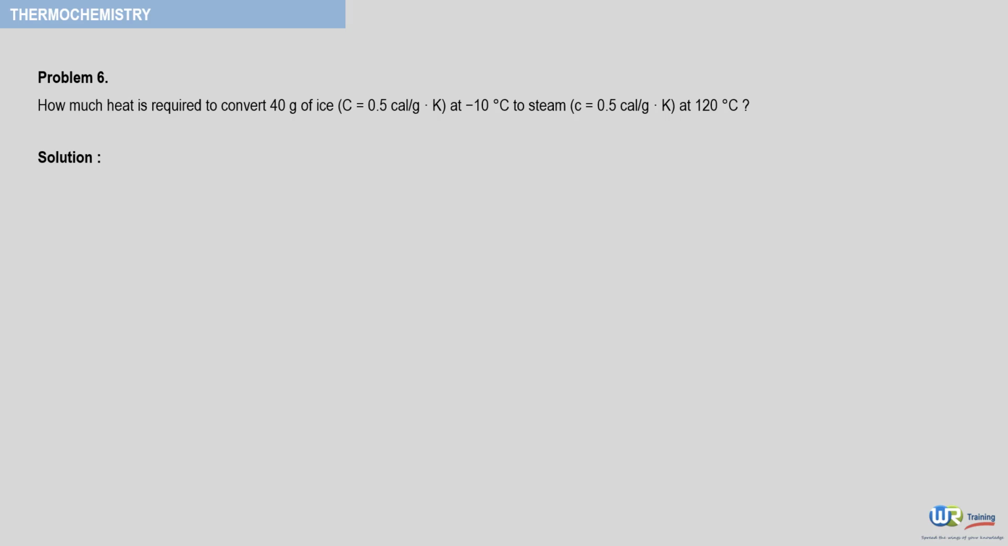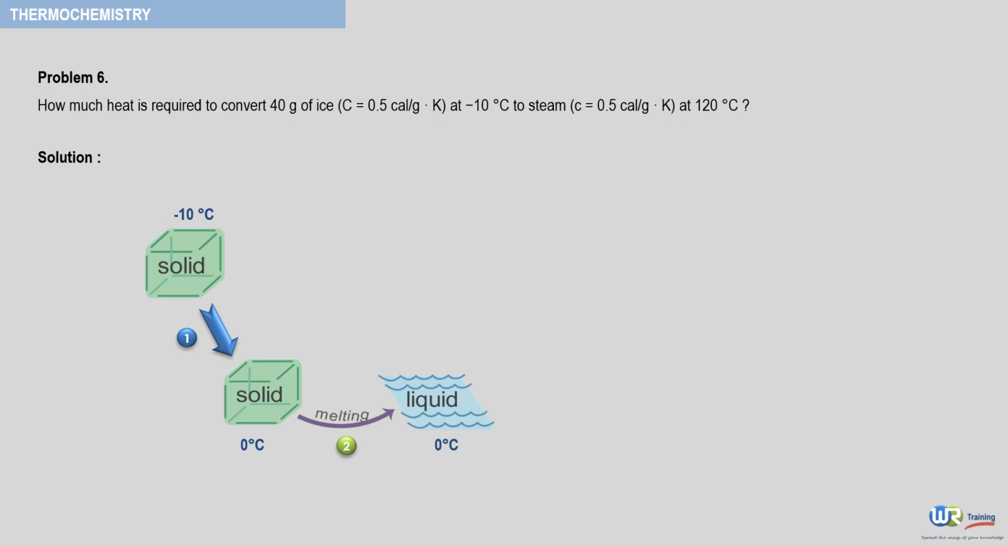So first, let's start by breaking down the overall process into individual steps. At initial conditions, we have ice, which is a solid, at minus 10 degrees Celsius. This solid ice will be heated gradually until it reaches 0 degrees Celsius, and it is still solid. Now, at this point, the solid will melt to form liquid water, and it is still at 0 degrees Celsius.